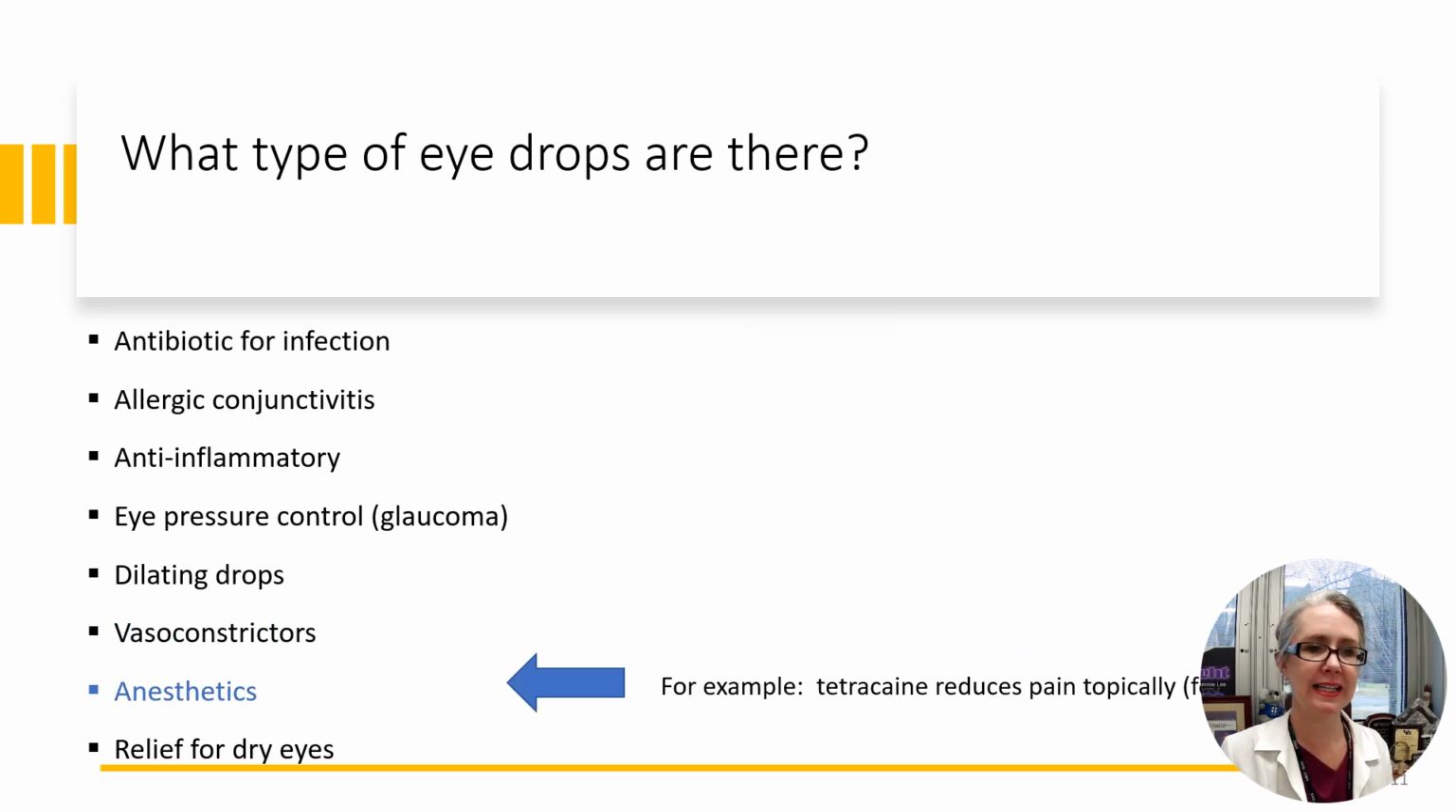On to anesthetics. So anesthetics are medications that help to alleviate pain. So topically, an anesthetic will help dull the pain. I'm hoping I spelled that right. It doesn't look right to me, but maybe I'm just overthinking it. But anesthetics are for pain, and it can be used for procedures.